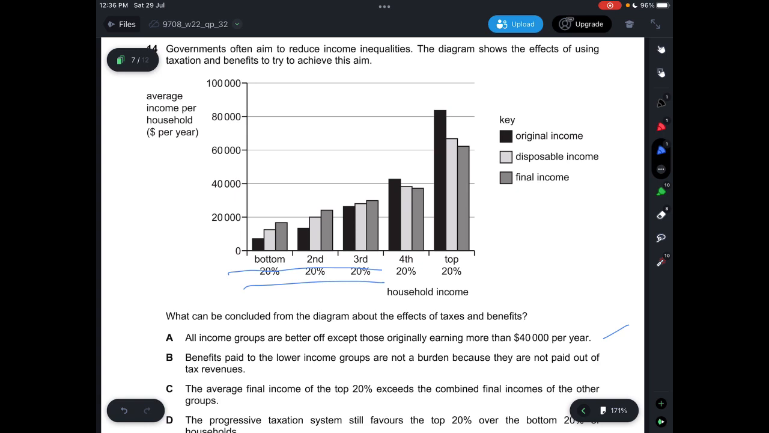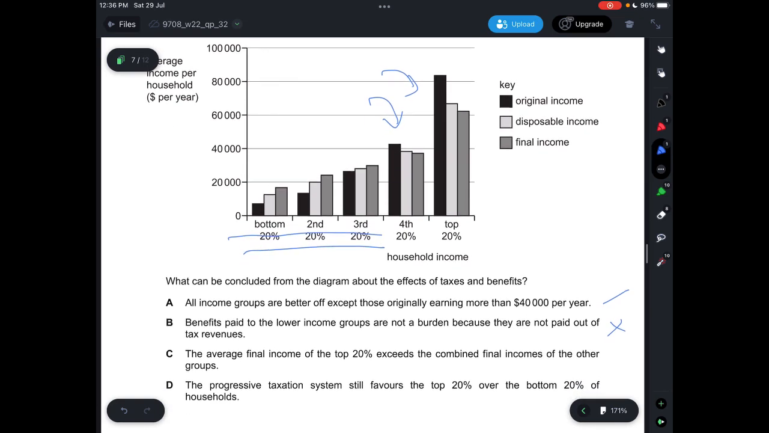And B, benefits paid to the lower income groups are not a burden because they are not paid out of tax revenues, which is incorrect because they are definitely paid out of tax revenues, because the government will have no way to provide benefits to consumers if they do not have the tax revenue. Therefore, they are taxed out of the fourth 20% and the fifth 20%.